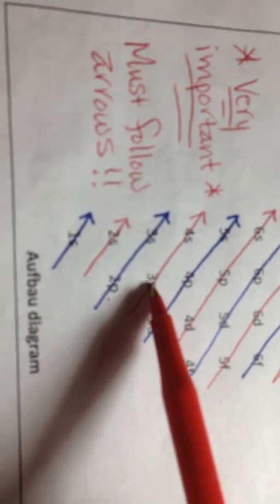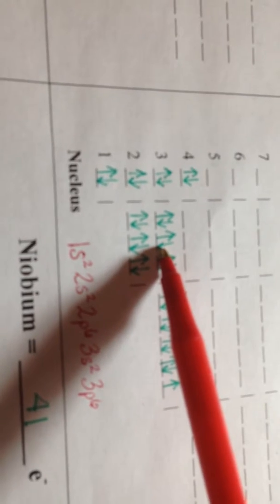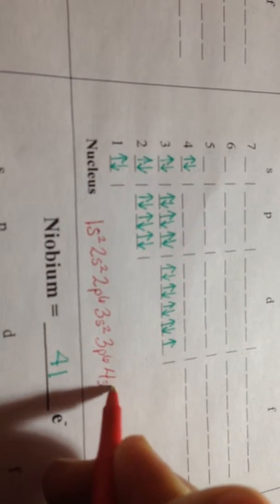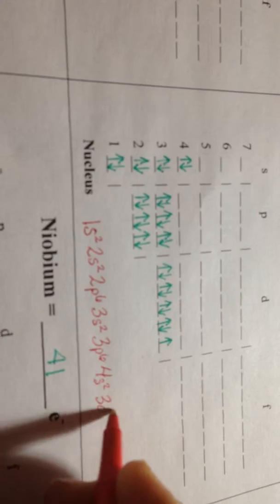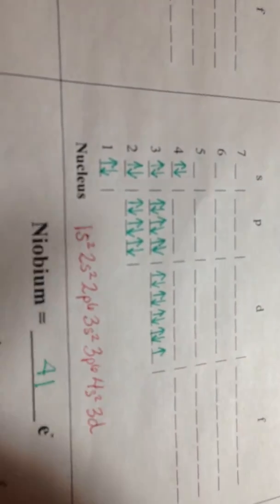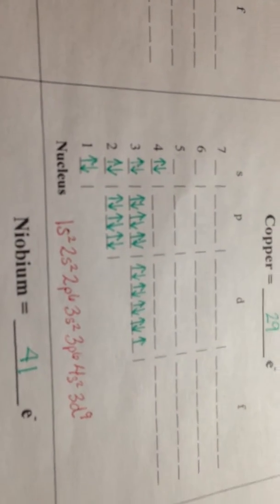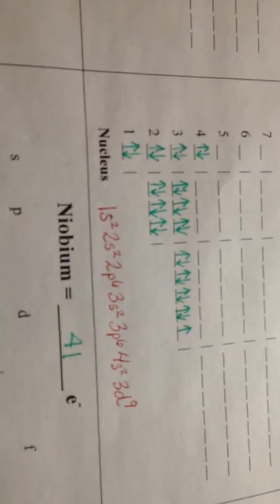I look at my orbital diagram. After 3p comes 4s, and then after the 4s is the 3d. So back to my diagram here. I've already written down this one, this one, this one, this one, and this one. But after 3p comes 4s, not 3d. So I'm going to write in 4s2, and then 3d. I look at my picture here. I have 2, 4, 6, 8, 9 electrons. So I write a 9. And that's how we translate our orbital diagrams into electron configuration.